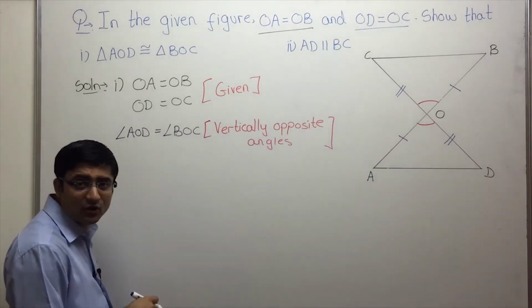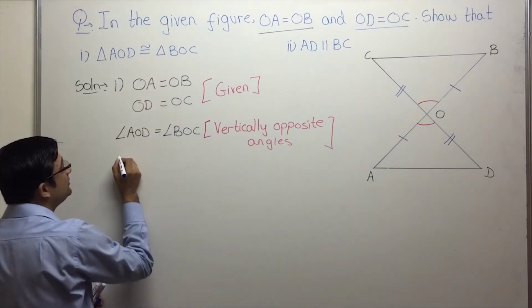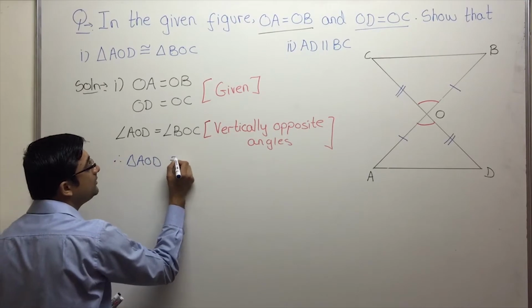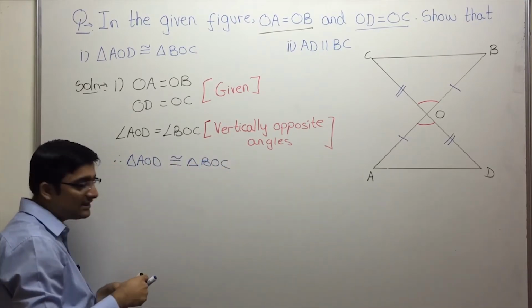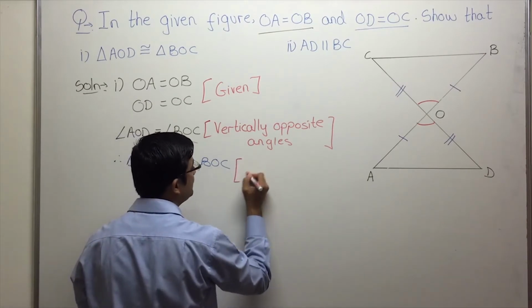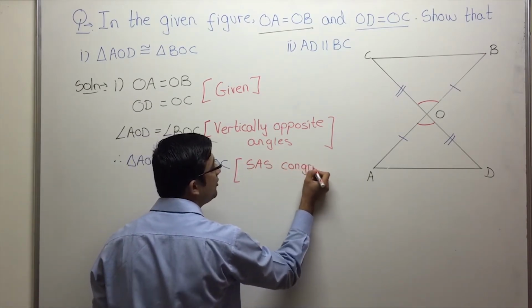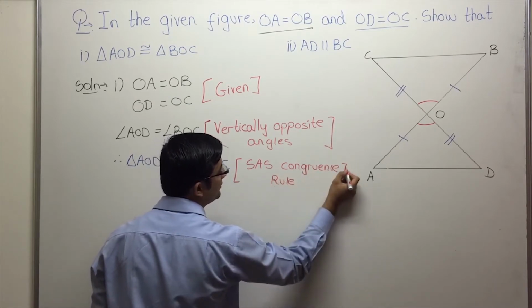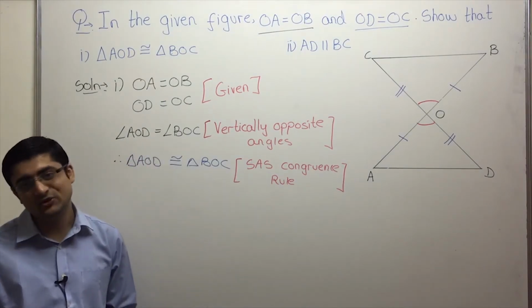So we have to write the congruence statement. You don't have to worry about it. Why? It's already given here. So therefore, triangle AOD is congruent to triangle BOC. What is the criteria we used? Side, angle, side. That is SAS. So mention over here SAS congruence criteria or SAS congruence rule. So we're done with the first part, right? So these two triangles are congruent. Which rule? SAS congruence rule.